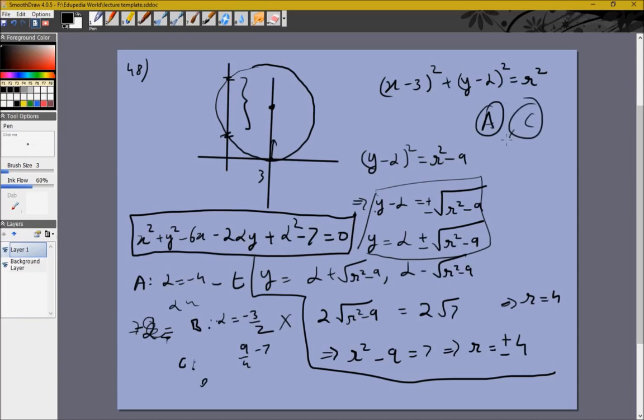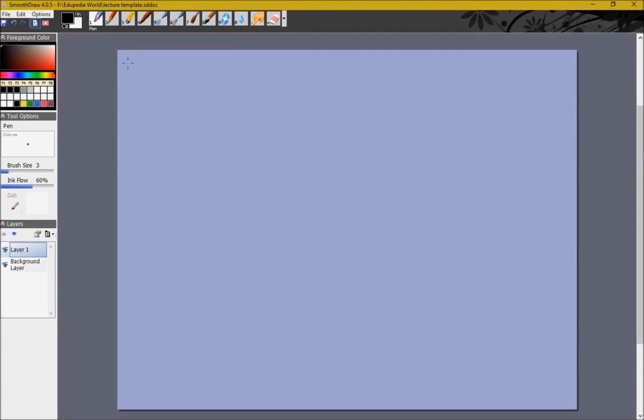So we can't explicitly calculate the value of alpha, but based on whatever options are given, we can actually find out the final answer. Let's move on to the next set of questions, 49 and 50. So let's do 49 first.